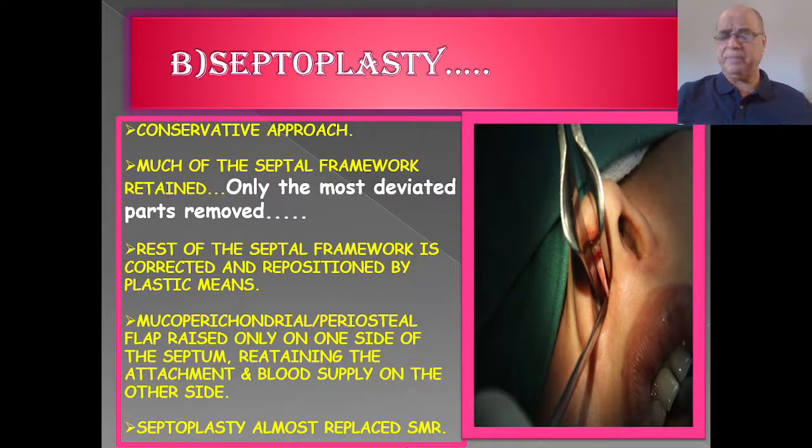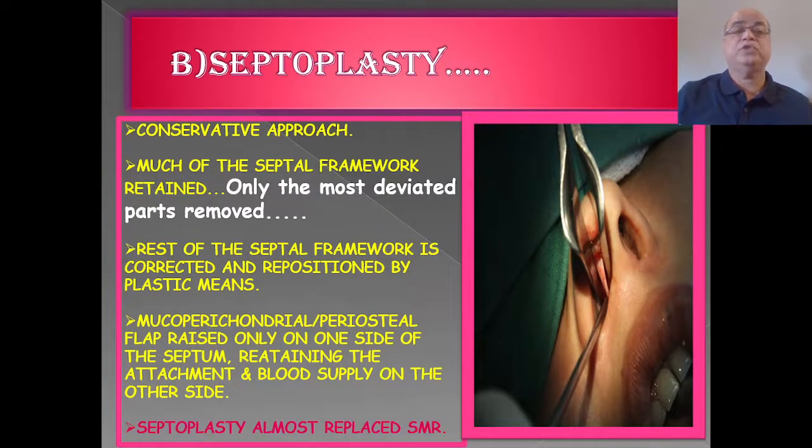So, to sum up, septoplasty is a conservative procedure. Much of the septal framework is retained. Only the most deviated part is either removed or realigned. Rest of the septal framework is corrected and repositioned by plastic means. And mucoperichondrial, mucoperiosteal flaps are raised on the one side, so that the blood supply is not compromised on the other side. And this septoplasty almost has replaced SMR now.